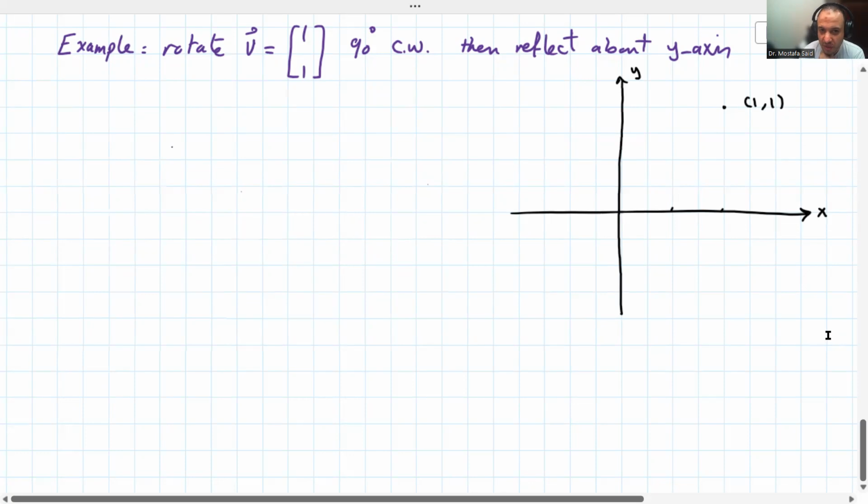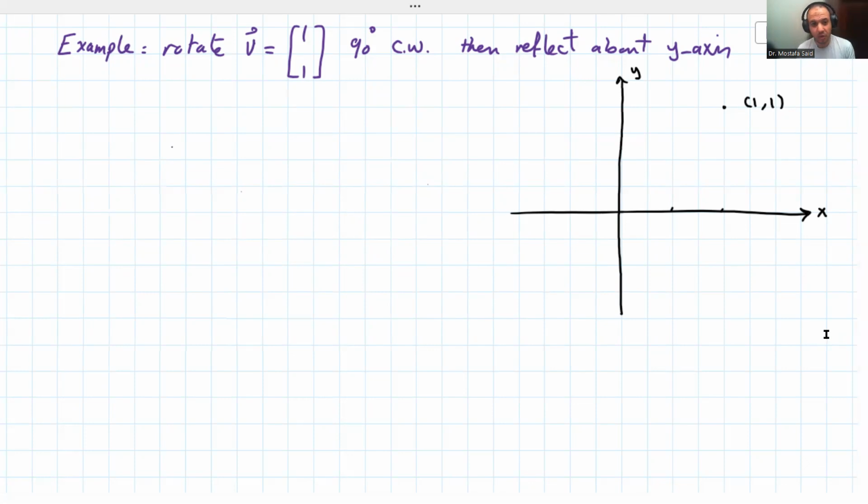Hello guys, in this video I'm gonna do an example on both reflection and rotation, because basically we can combine them. We can do multiple iterations of reflections and rotations and combine them together, so reflections and rotations and vice versa.